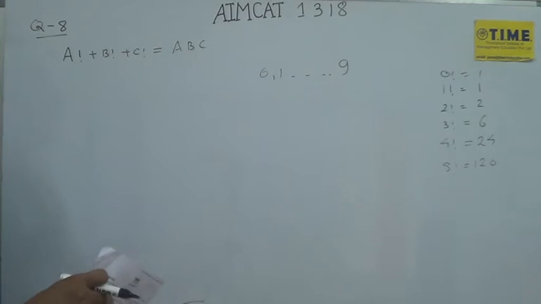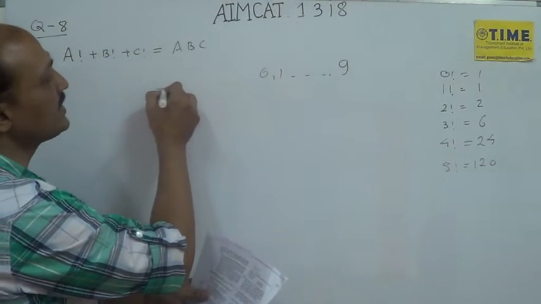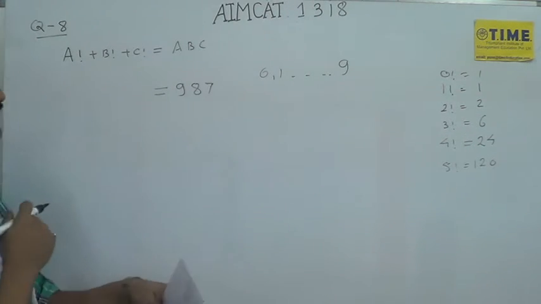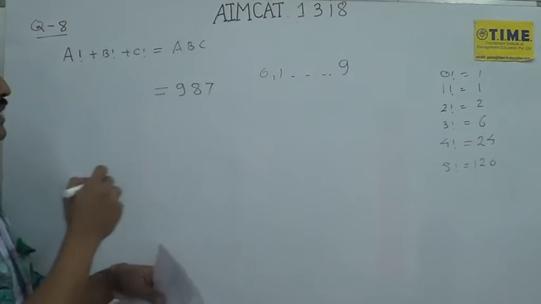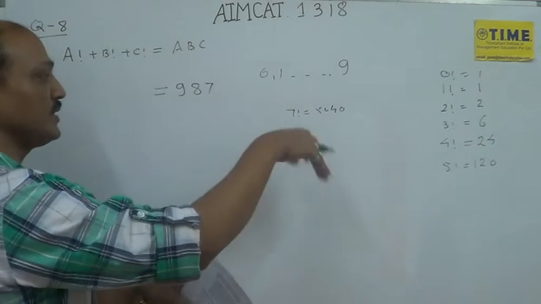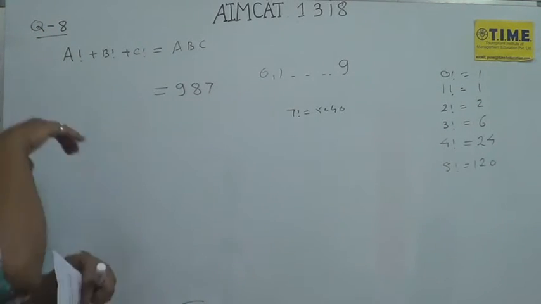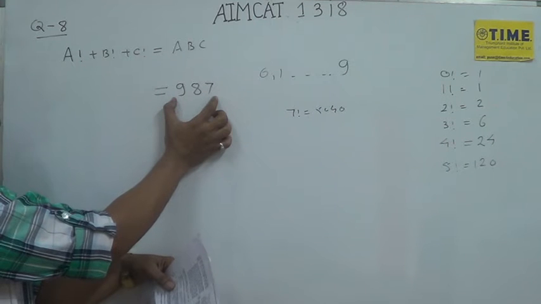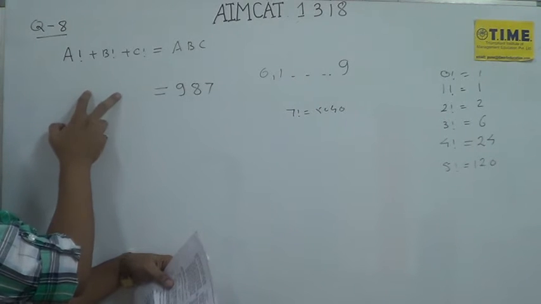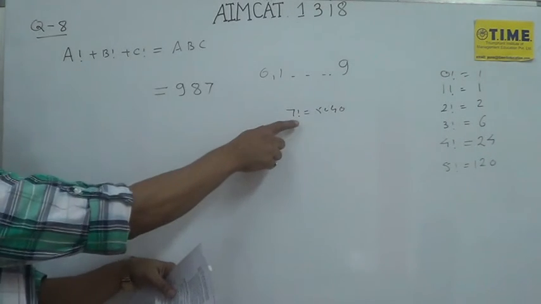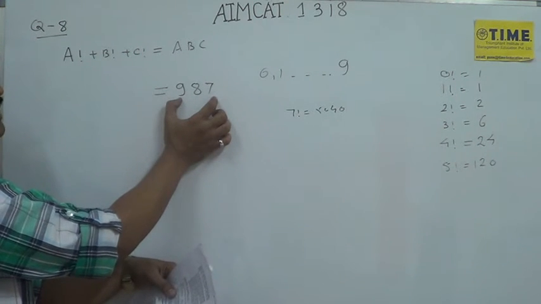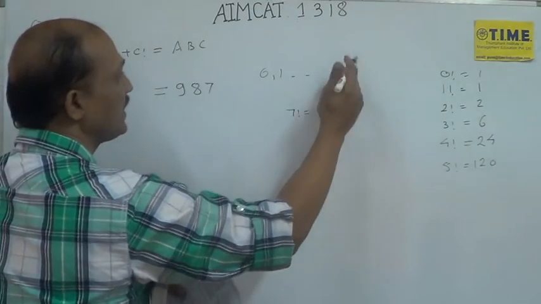Now, the first thing I'll start with is the maximum 3-digit number which I can form with these digits, 987. If I observe, 7 factorial is 5040, and 8 factorial and 9 factorial are about this. The significance of the right hand side being 987 is that I cannot have 9, 8 and 7 as part of my left hand side, because the values of these factorials are way beyond the maximum possible 3-digit numbers I can have. So, I can eliminate the possibilities of 7, 8, 9.